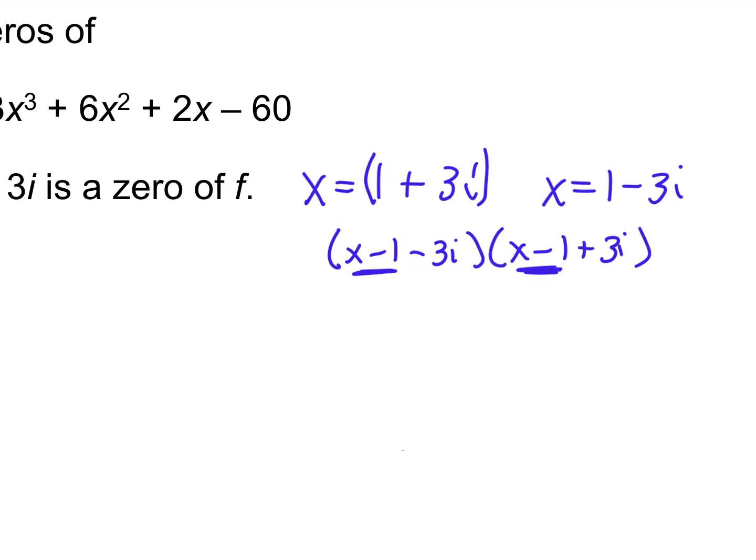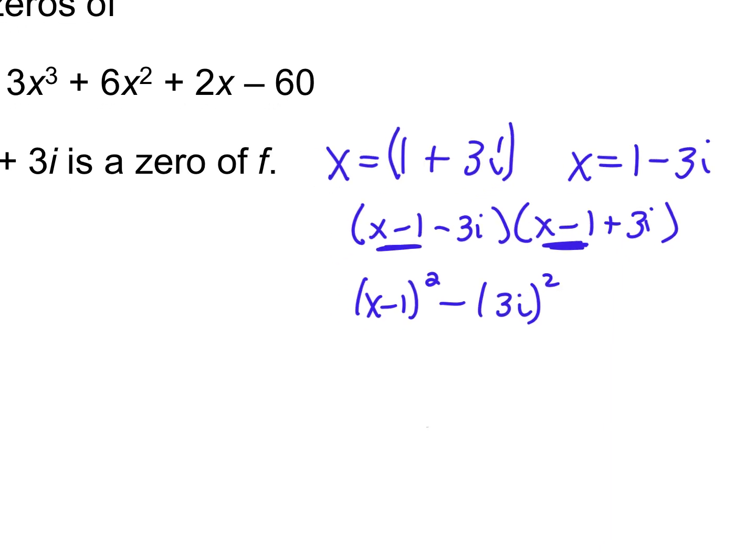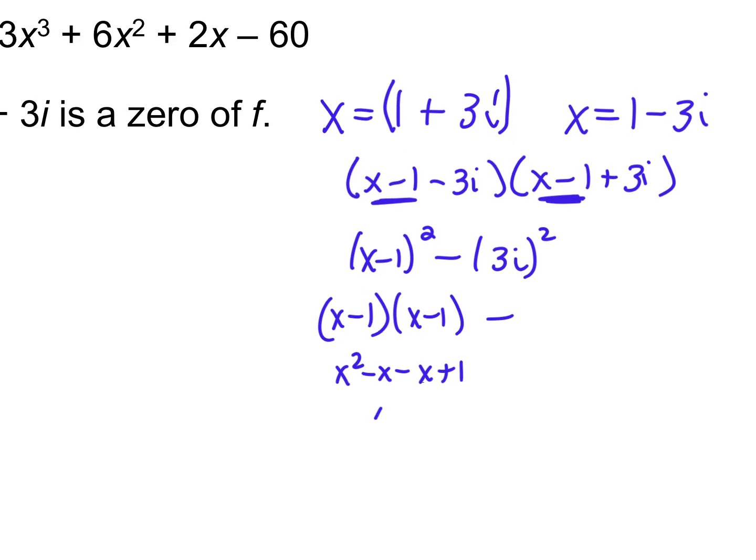So we're going to multiply these 2 together. I'm going to do the shortcut. What is the shortcut going to look like? x minus 1 quantity squared minus what? 3i squared. Put it in parentheses so you remember that 2 goes to the 3 and to the i. So if we multiply this out, x times 1, I get x squared minus x plus 1. You guys agree? So x squared minus 2x plus 1.